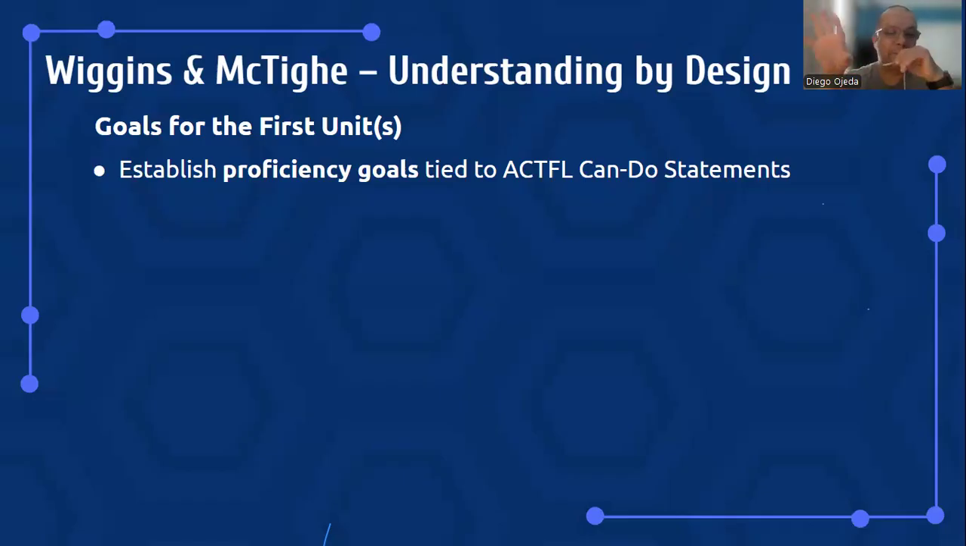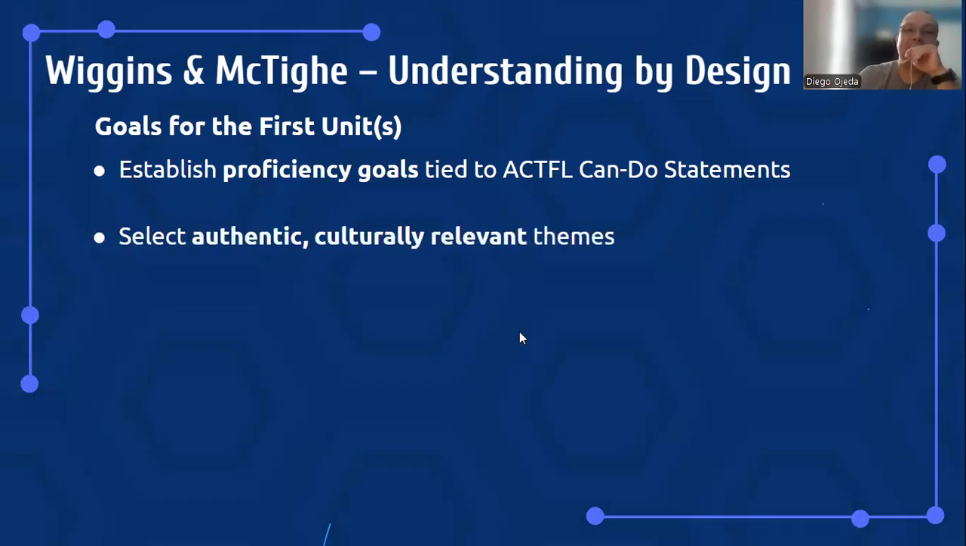We're going to establish proficiency goals tied to the can-do statements. Remember that the American Council of Teaching Foreign Languages has a list of can-do statements divided by proficiency levels. So look at those can-do statements and see how they connect with your unit, because the can-do statements are telling you what is the goal. That's very important. It's a proficiency goal.